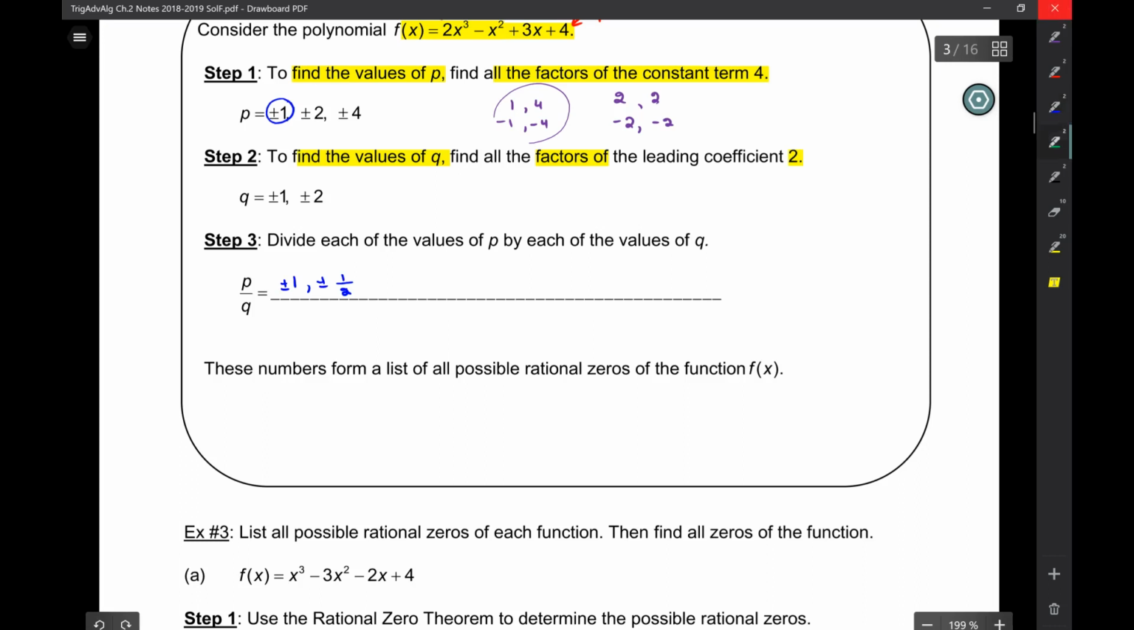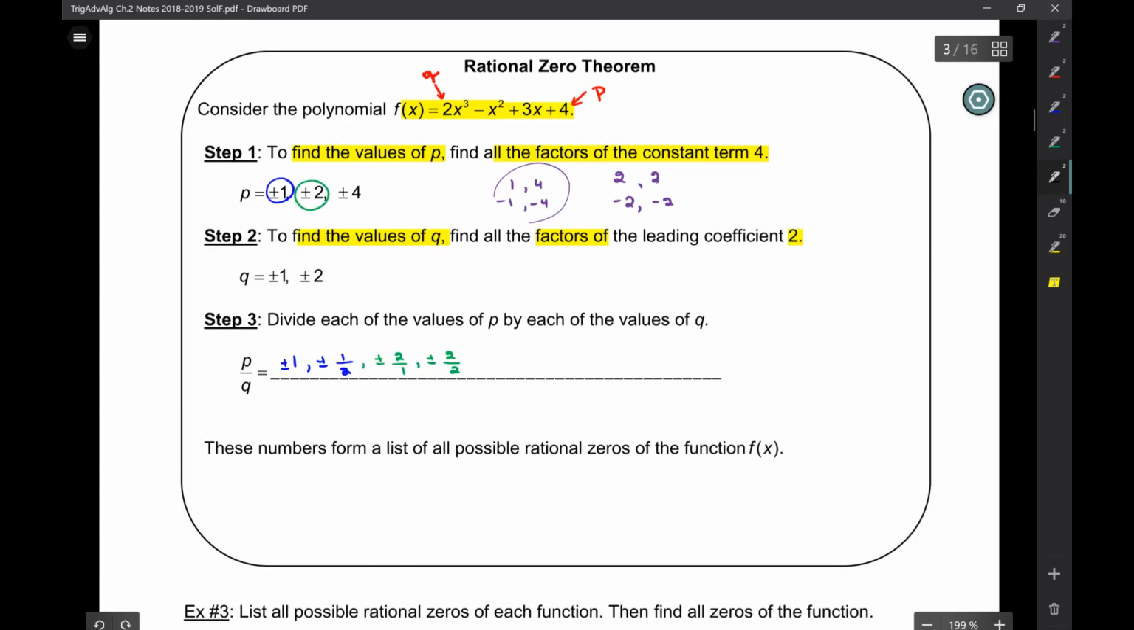Okay, now you take the next number, you divide it by the first Q and the second Q. So it's going to be plus or minus 2 over 1, 2 over 2. All right? Do you guys see what I'm doing? So I'm going to take the 4, divide 4 by 1, and divide 4 by 2.